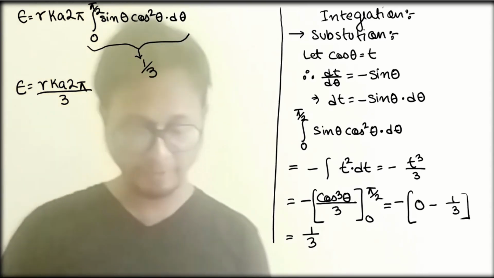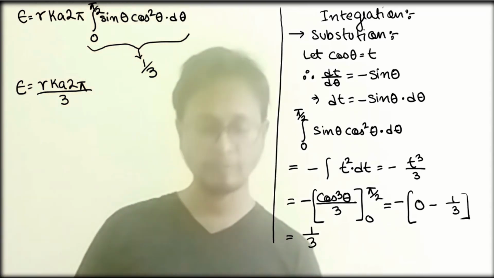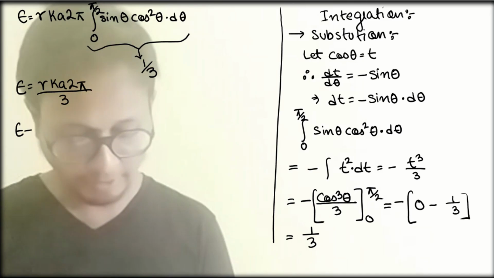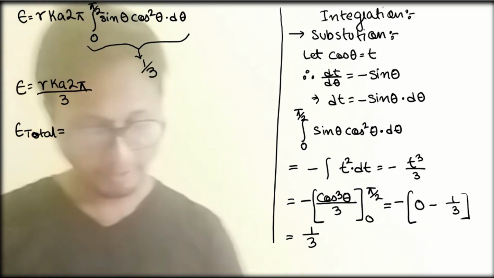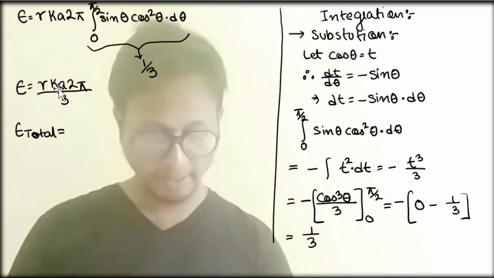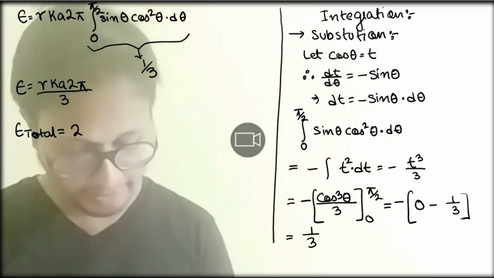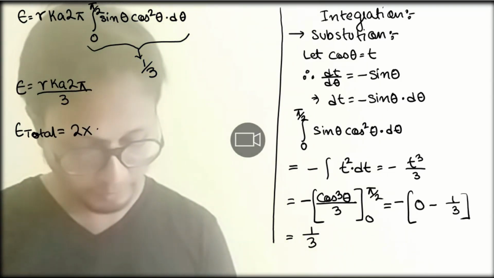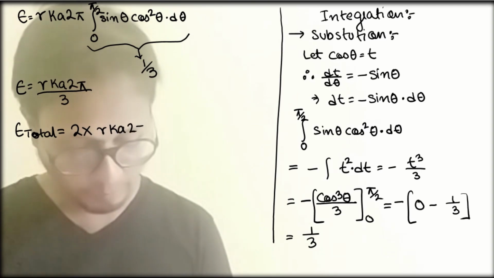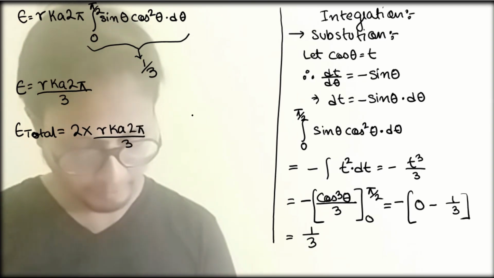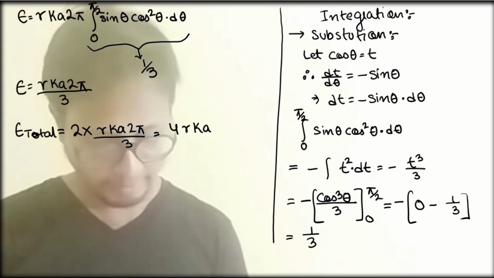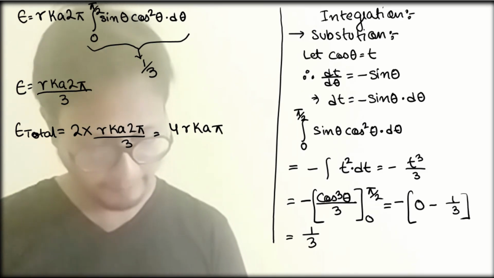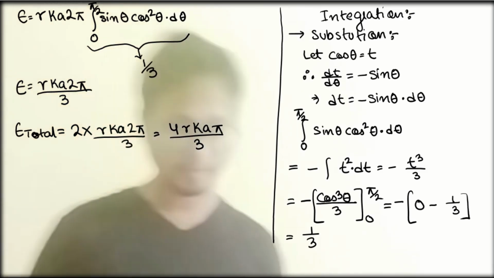And this electric field was due to half of a sphere, no? So the total electric field would be how much? Electric field due to the positive part and electric field due to the negative part, which will be 2 into R K A 2 pi by 3, which equals 4 R K A pi by 3. Understood?